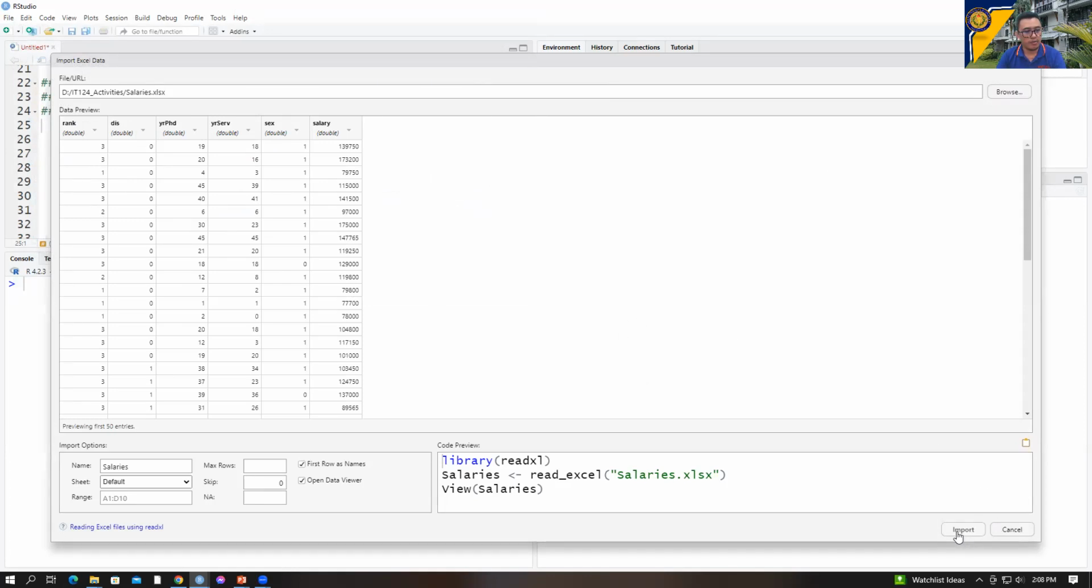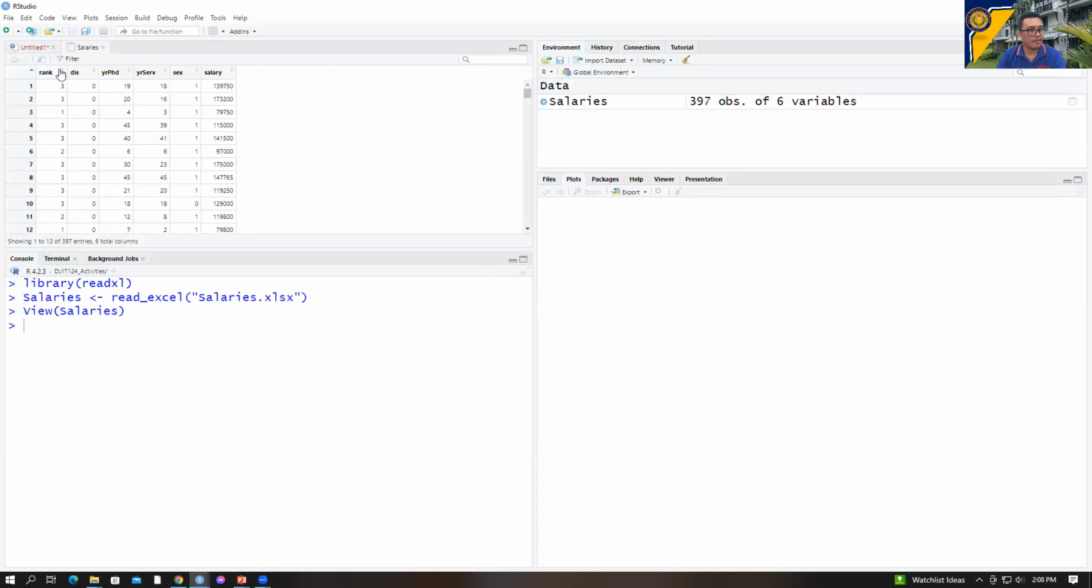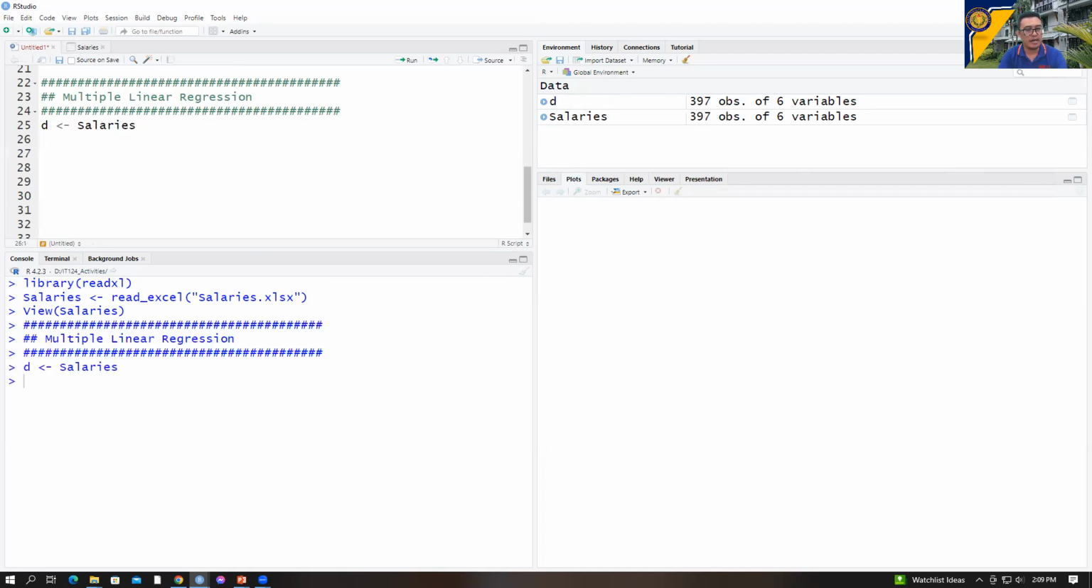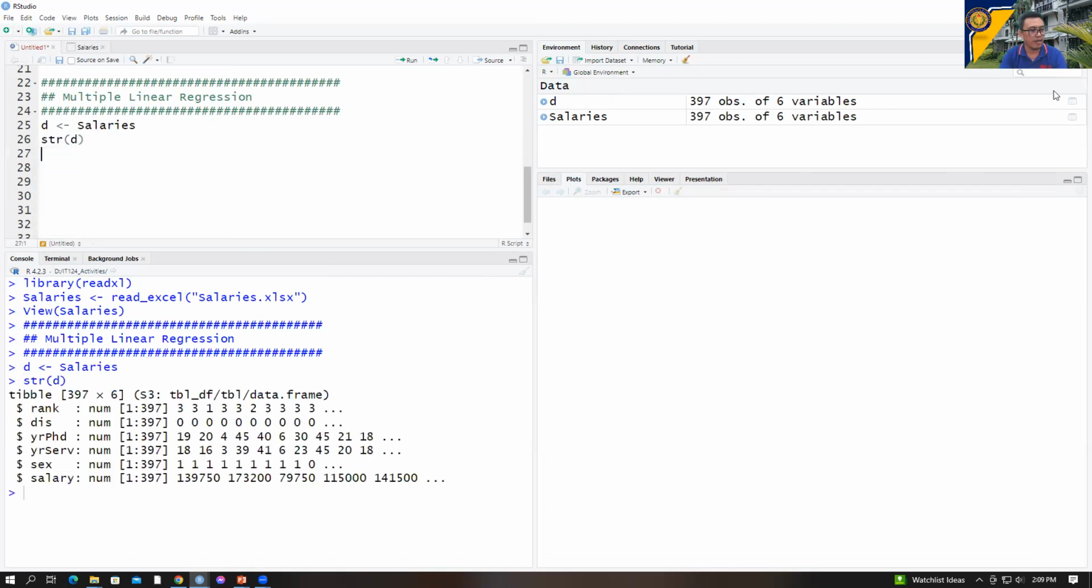Alright, so let's try for this. We have here salaries. Let's put it in D. Okay, so we have that. Let's try to look into the characteristics of D. Alright, so there you go.